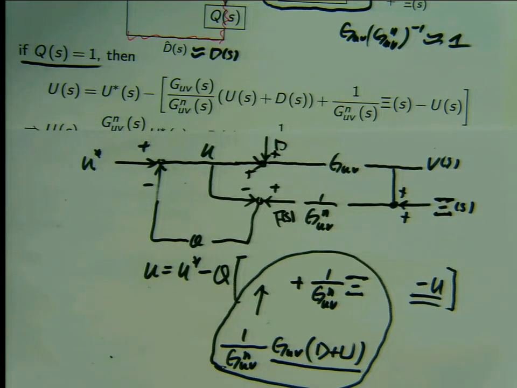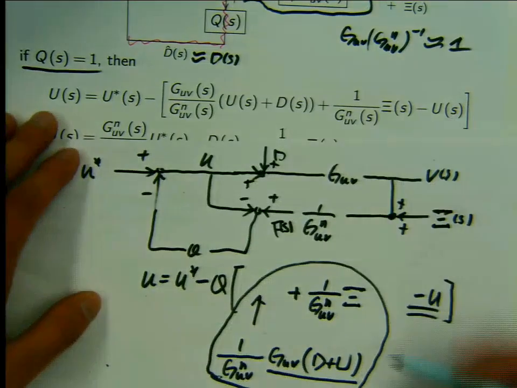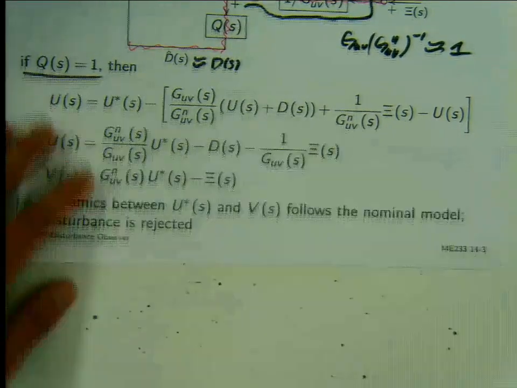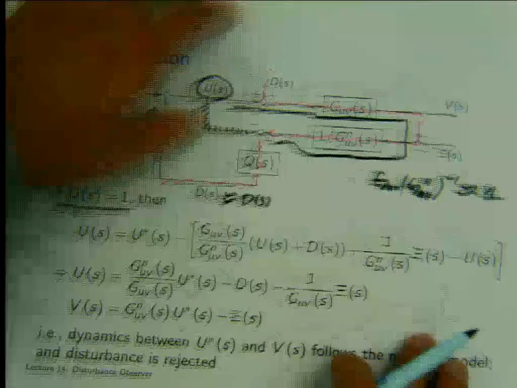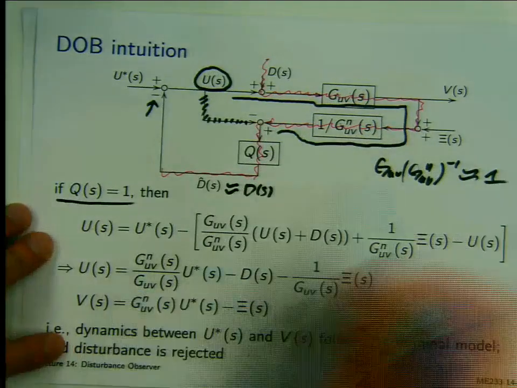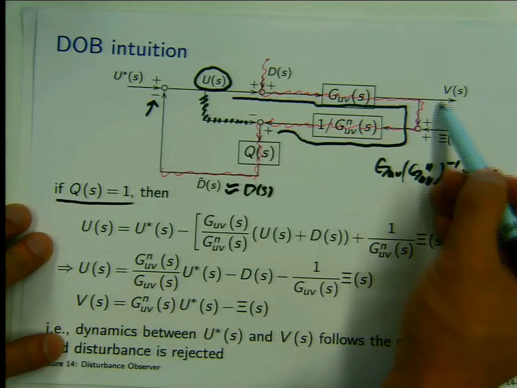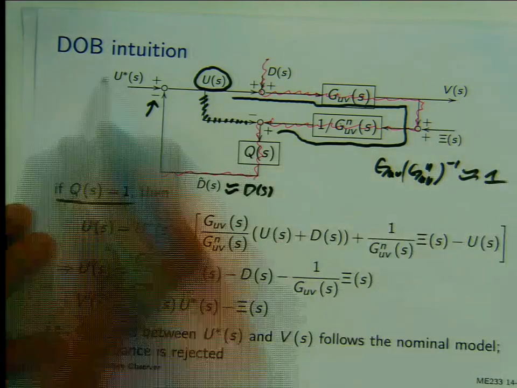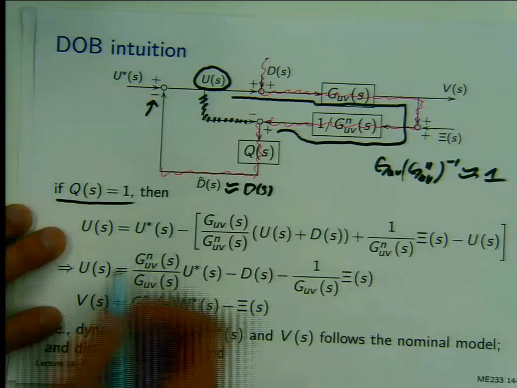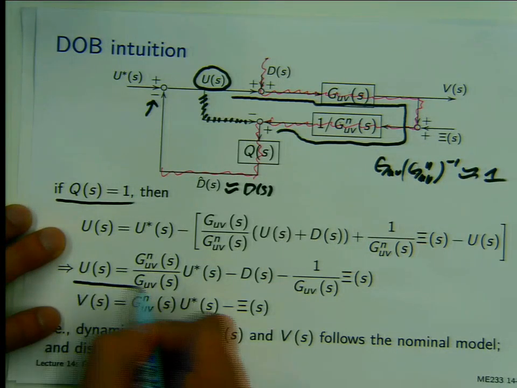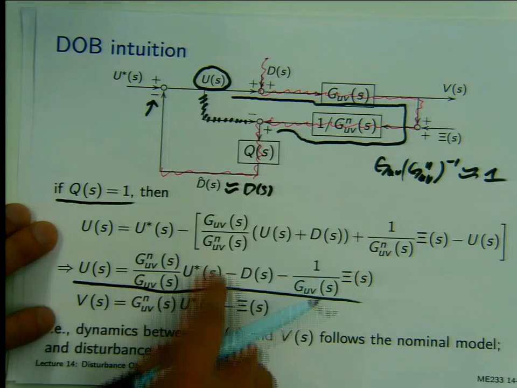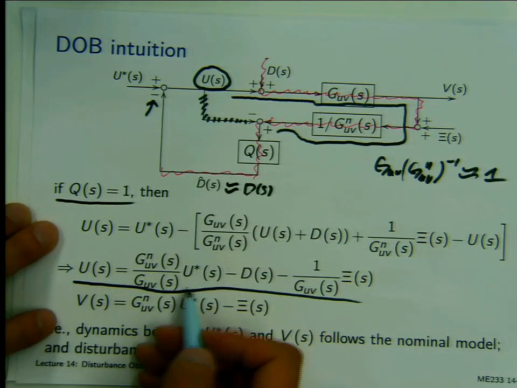Okay? So this is essentially this guy. Okay? The main goal for deriving this is to analyze how the system response, Vs, is related to U star S. Okay? So after you arrive at this equation here, massage it to simplify, and you can arrive at this equation here.